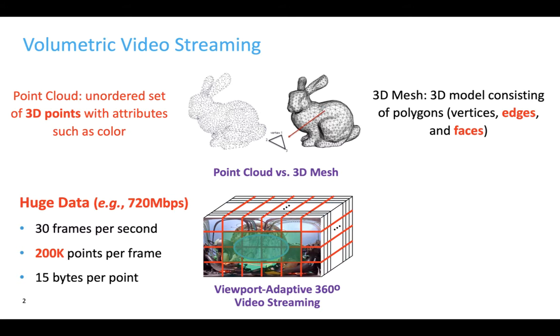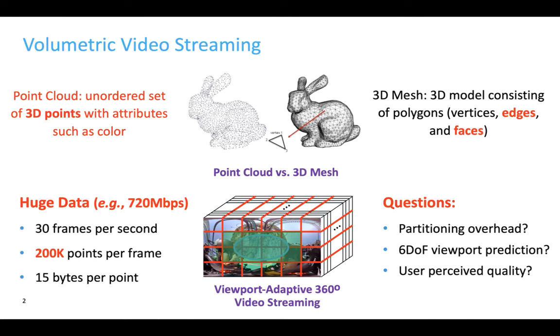One possible solution is viewport adaptive streaming, which has been explored in 360-degree video streaming. The key idea is to deliver mainly content in the user's viewport. However, there are several questions for volumetric video streaming. For example, partitioning overhead for enabling viewport adaptation and accurate prediction for 6 degrees of freedom viewport movement.